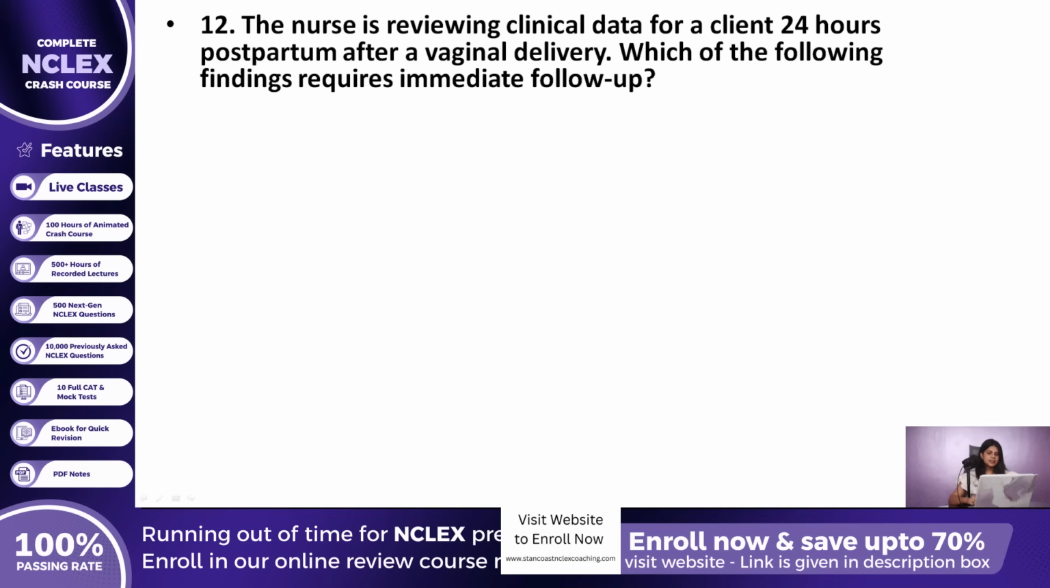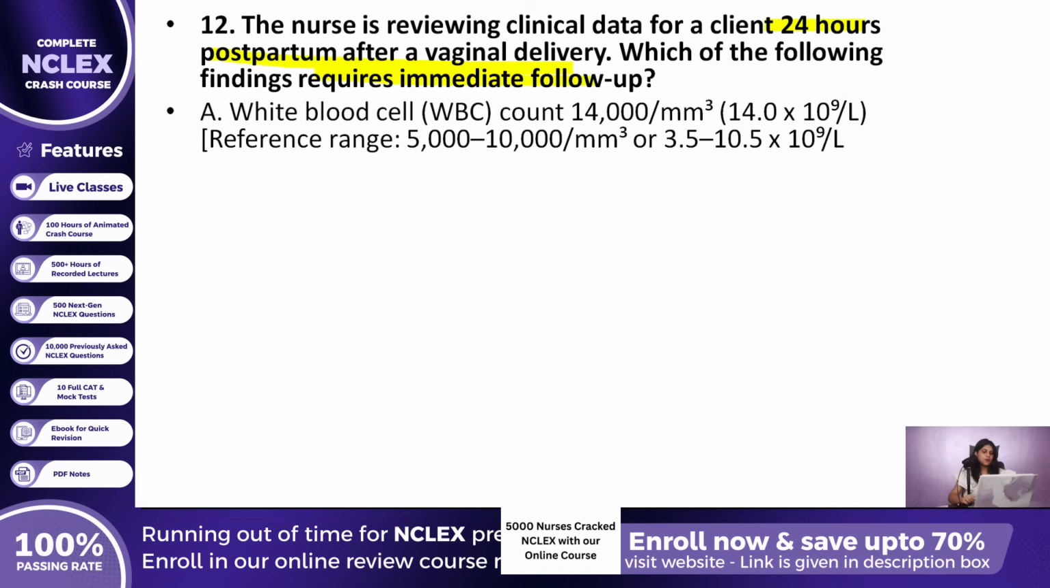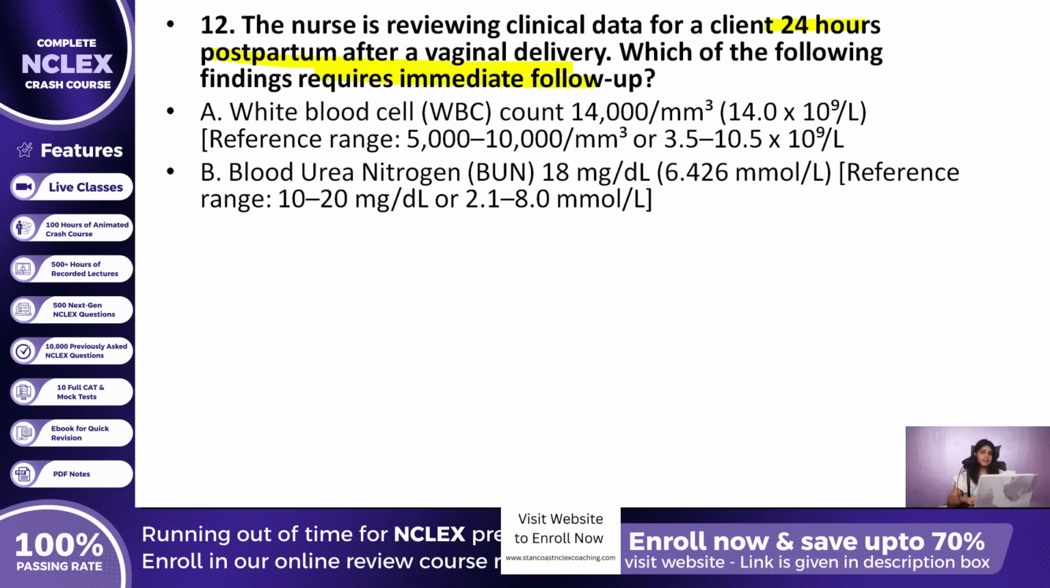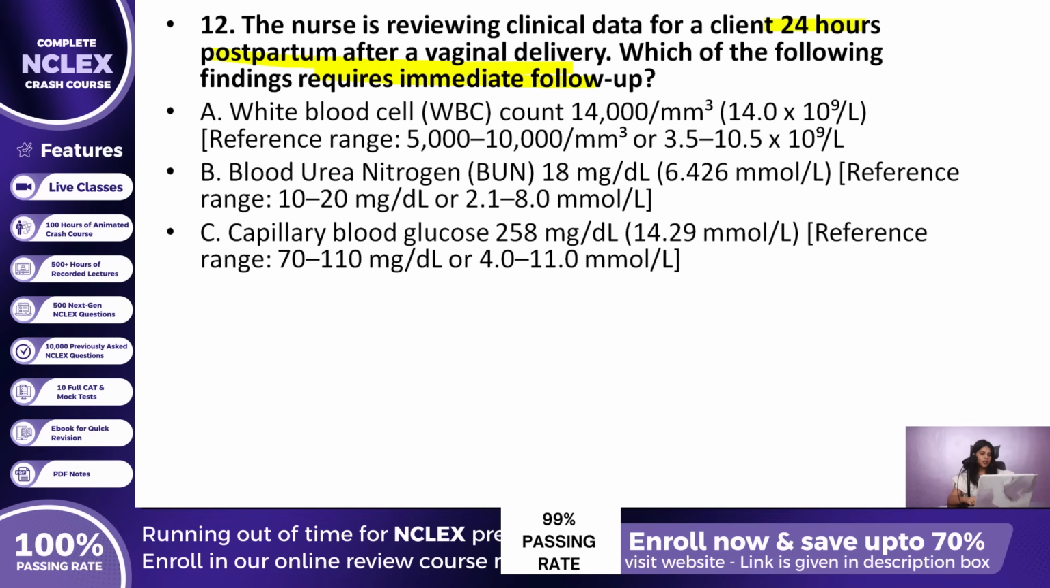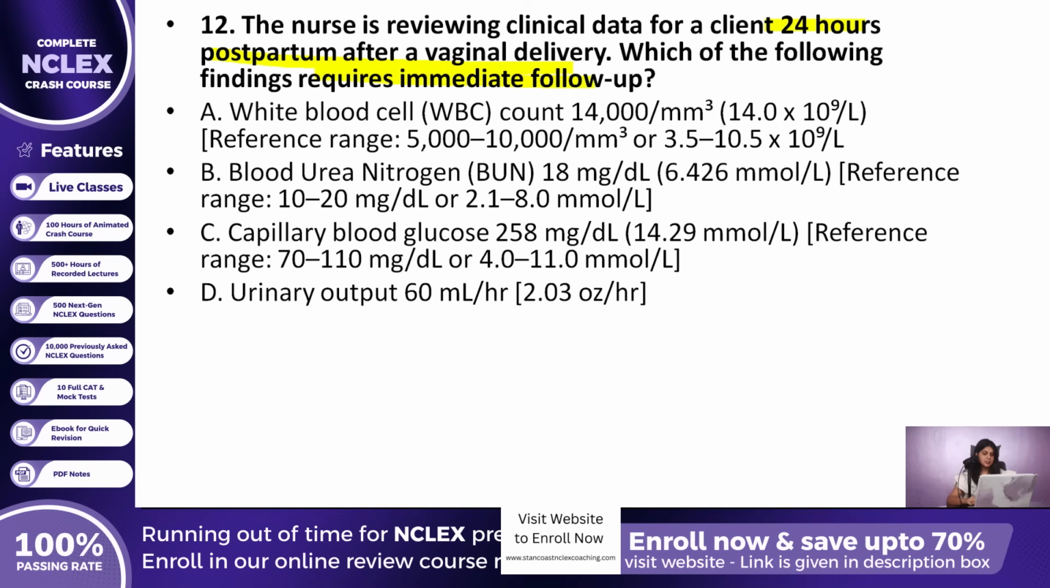The nurse is reviewing clinical data for a client who is 24 hours postpartum after a vaginal delivery. Which of the following findings requires immediate follow-up? The options are option A, a white blood cell count of 14,000 per cubic millimeter, or 14.0 times 10 to the power of 9 per liter. Option B, a blood urea nitrogen level of 18 milligrams per deciliter, or 6.426 millimoles per liter. Option C, a capillary blood glucose of 258 milligrams per deciliter, or 14.29 millimoles per liter. And option D, a urinary output of 60 milliliters per hour, or approximately 2.03 ounces.